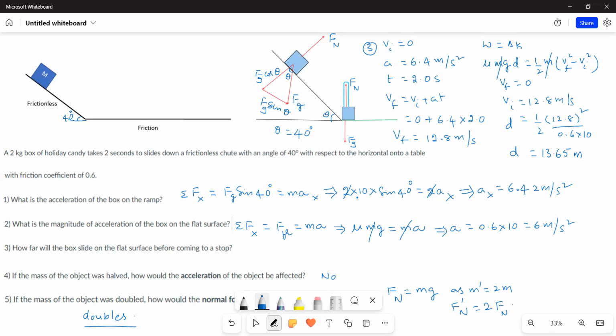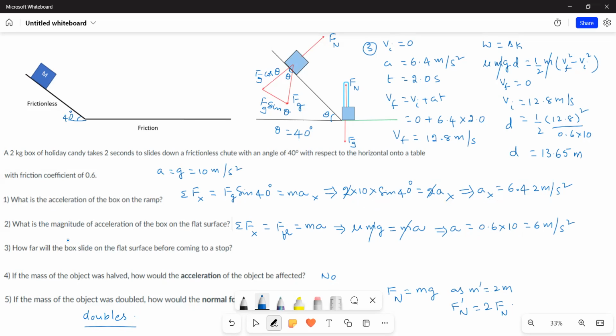So sigma Fx is equal to Fg sin 40 is equal to m ax. Mass is 2 kilograms. Acceleration due to gravity g is equal to 10 meters per second squared, I took this in solving the problem. And then g sin 40 is equal to ax. This gives the value of ax is equal to 6.42 meters per second squared.